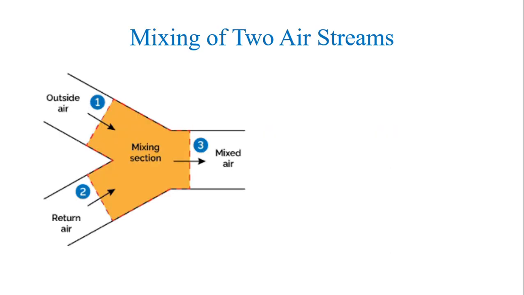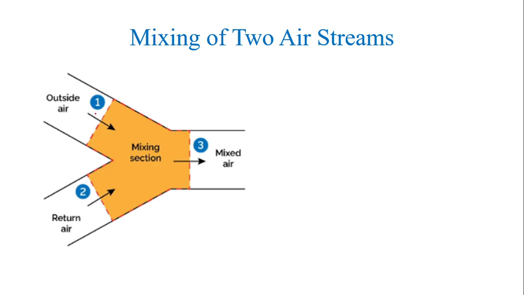So we will see how to find the state number 3, the mixed state. Here I am showing point 1, which is the outside air taken from the atmosphere, the fresh air. This is the air taken from the room, which is at state number 2. When I mix point 1 and point 2, that is outside air and return air, the mixed state will be totally different from point 1 and point 2, and that is state number 3, known as the mixed air.